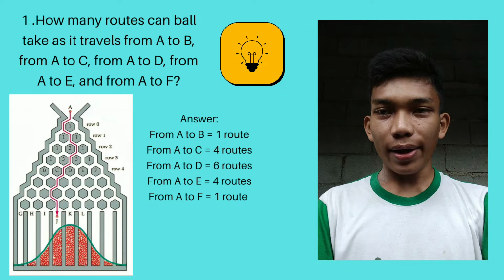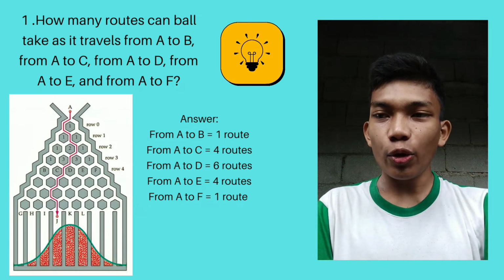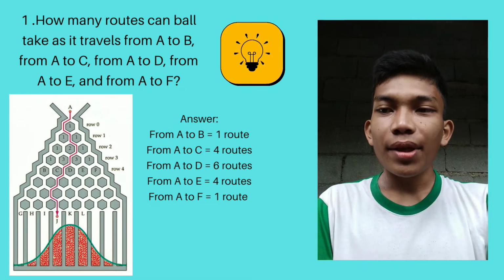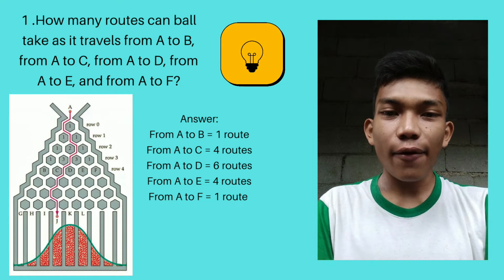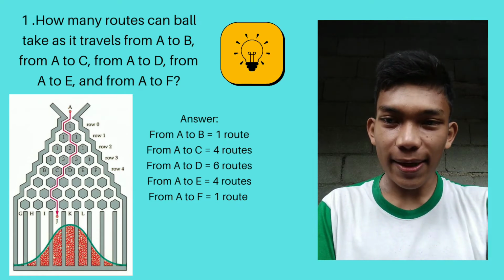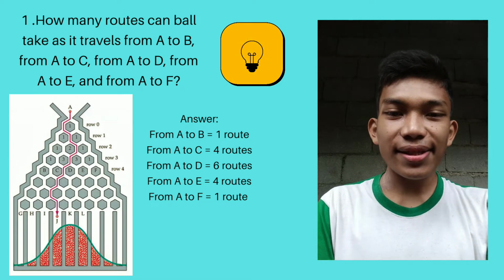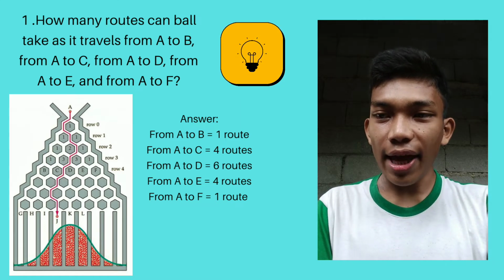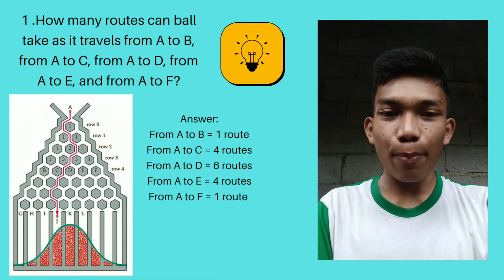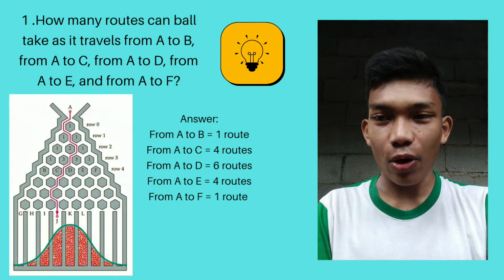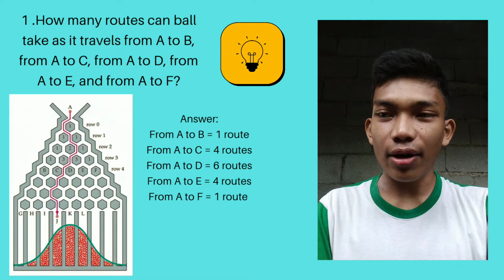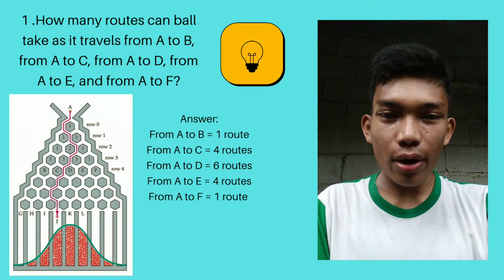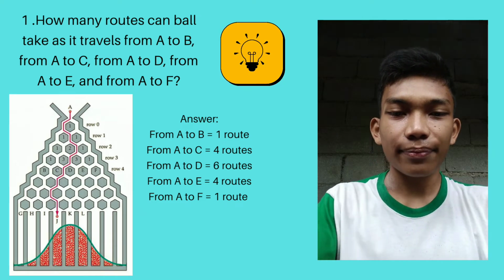So in question number 1, the answer is from A to B, there is one route for a ball to take in that hexagon B. From A to C, there are 4 routes for a ball to take in the hexagon C. In hexagon D, there are 6 routes for a ball to take. In hexagon E, there are also 4 routes to take for a ball. In hexagon F, there is only one route for a particular ball to take from that letter F.